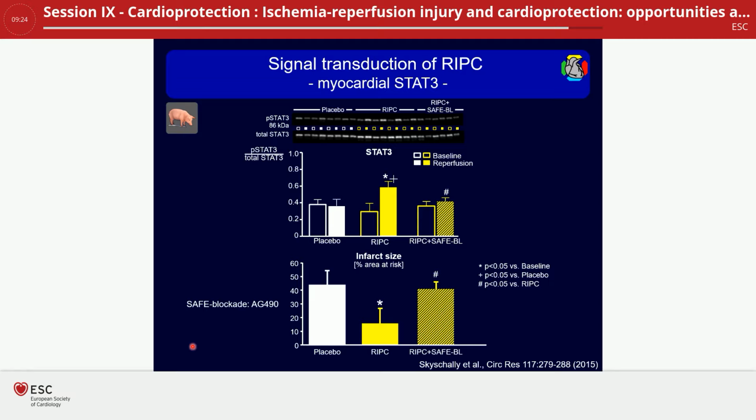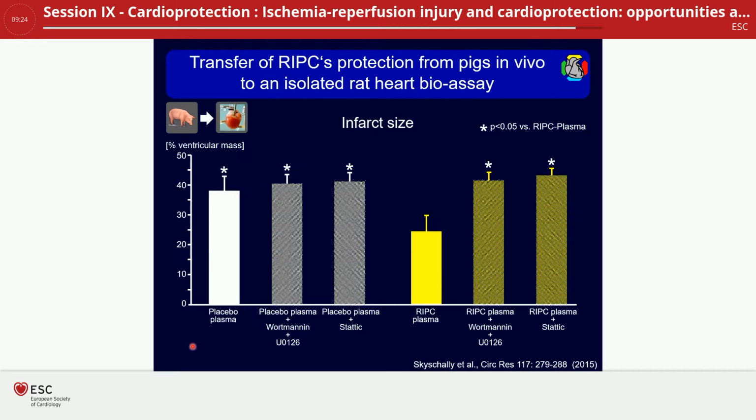We did Western blotting, you see that in the upper part from the biopsies that we took, and only with a remote preconditioning protocol did we see a STAT3 activation and a reduction in infarct size. And if we used a blocker of that STAT3 and abrogated the activation of STAT3, we also abrogated the protection in terms of infarct size reduction, indicating that indeed the STAT3 activation in the pig heart was necessary to induce protection. So how about the protection in the rat heart, to which we transferred the protective factor?